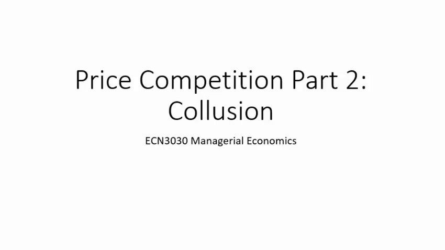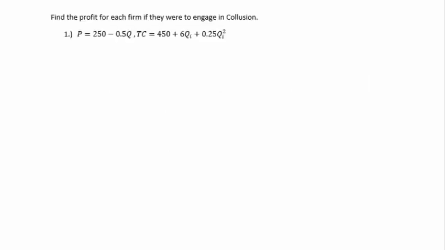In this video, we will be discussing collusion and how two firms can act as one firm to maximize their profits. So continuing from part 1, we have the second part of the problem where they ask us to find the profit of each firm if they were to engage in collusion. And collusion is where two firms work together and act as one firm to cheat the system.